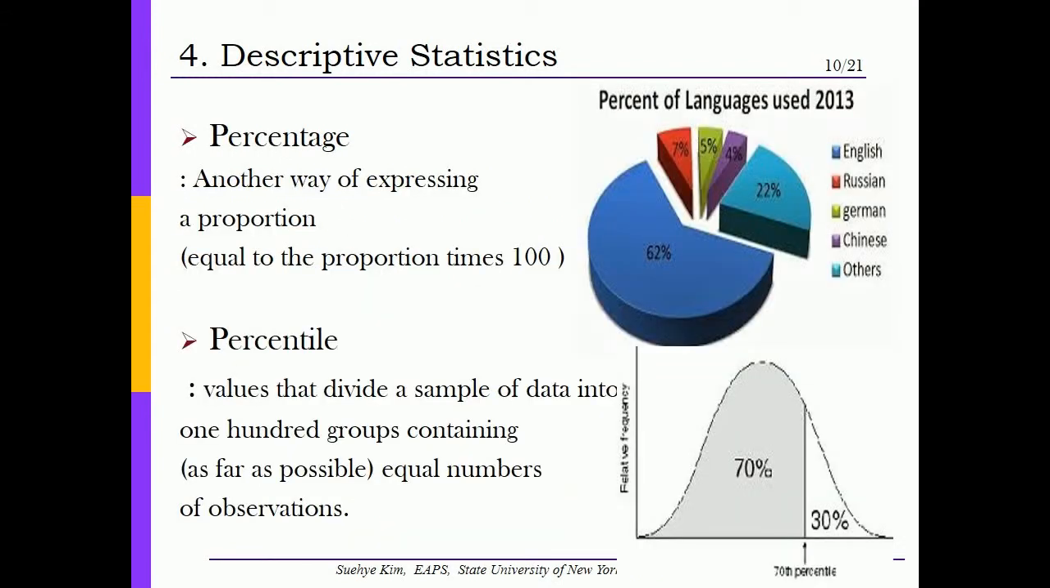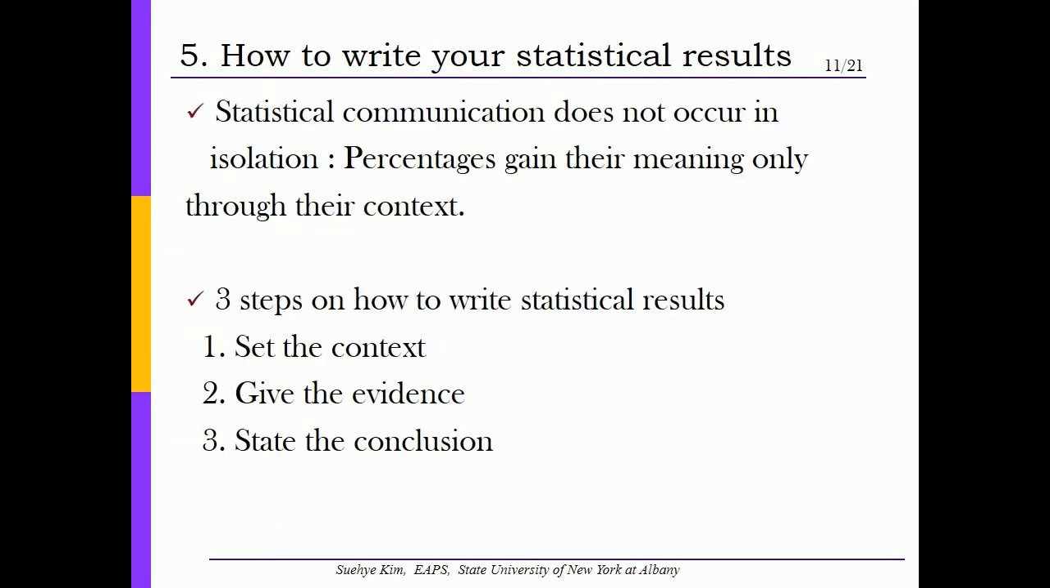The other statistical term to describe the data is percentage. It is a number or ratio expressed as a fraction of 100. Likewise, percentiles are values that divide a sample of data into 100 groups containing, as far as possible, equal numbers of observations. Percentages are really no different from any other form of statistics. They gain their meaning only through their context. Percentages should be presented in context. When writing your statistical results, please set the context first. Then, give the evidence and state the conclusion.